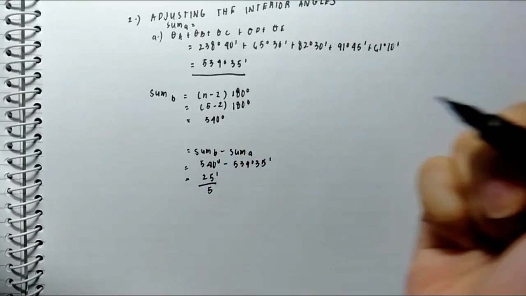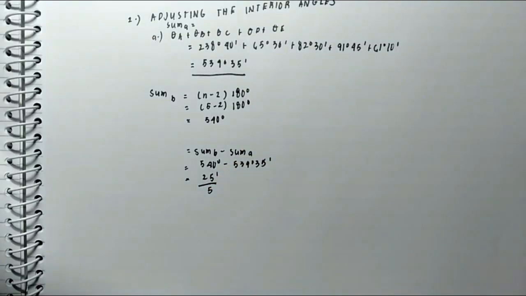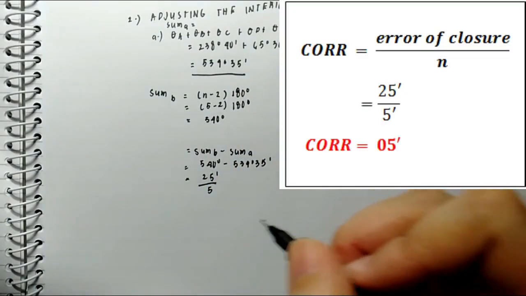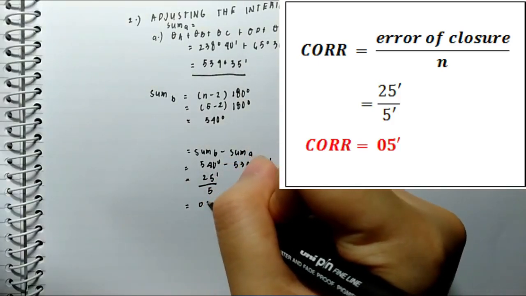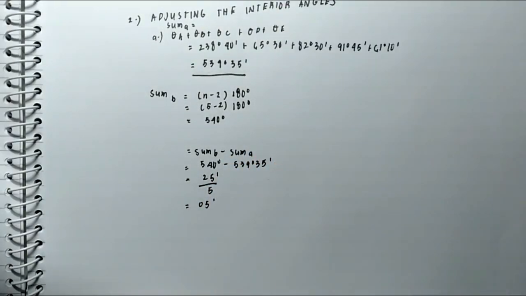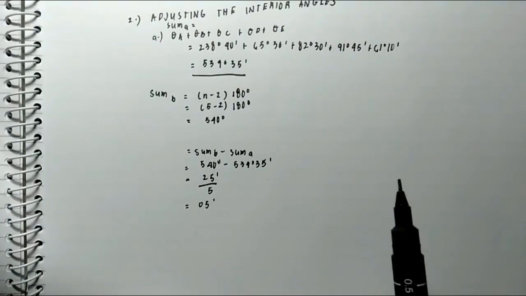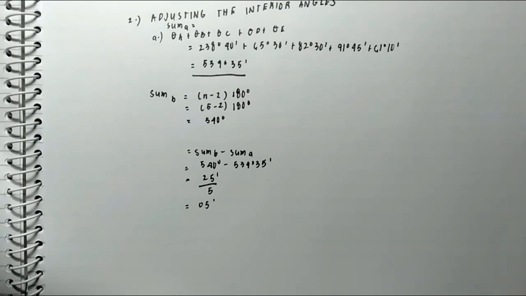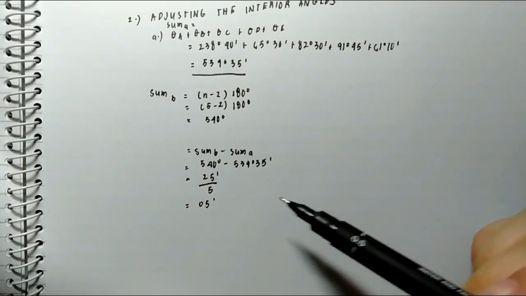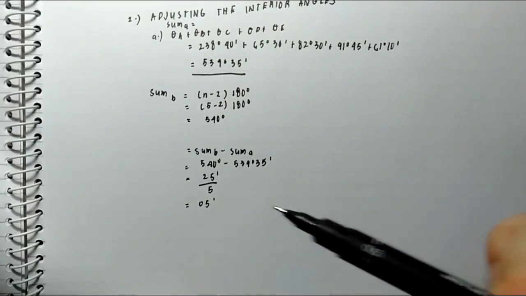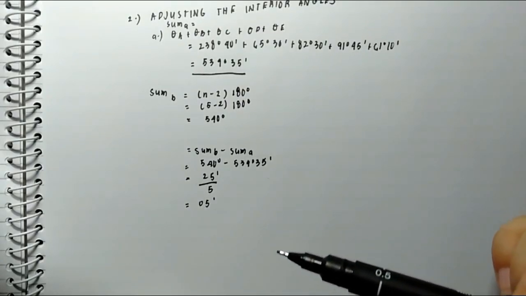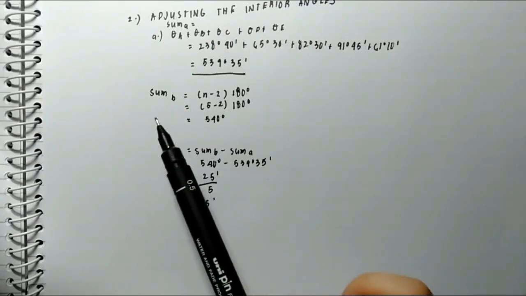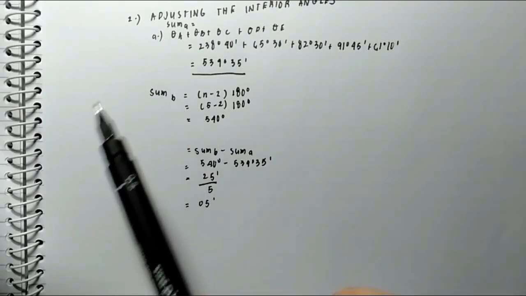So, pwedeng ganyan na lang. And the answer would be 5 minutes. So, yan yung i-add natin doon sa nakuha natin ng mga interior angle kanina. Tapos, dapat ang sum niya ay katulad din nung nakuha natin na sum doon sa B. Ito.